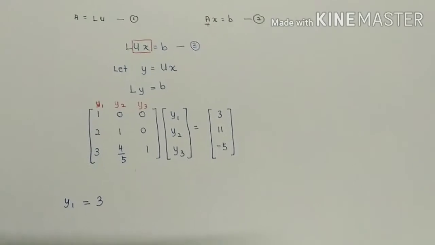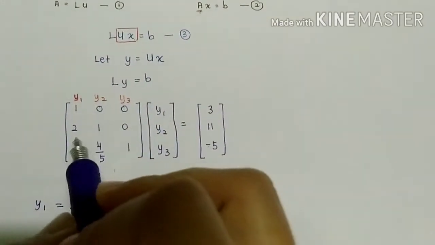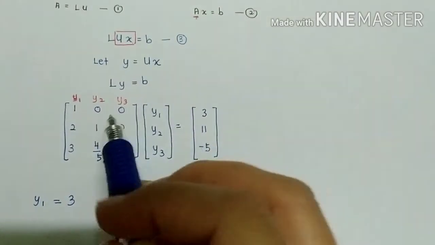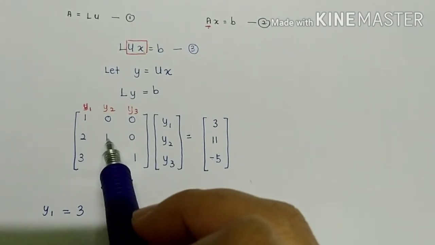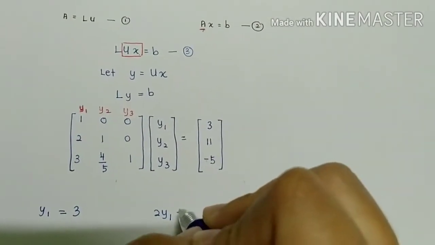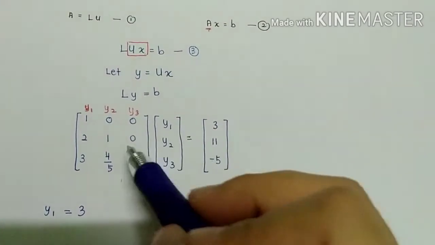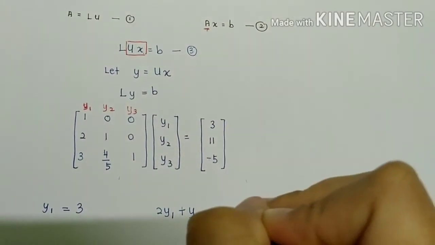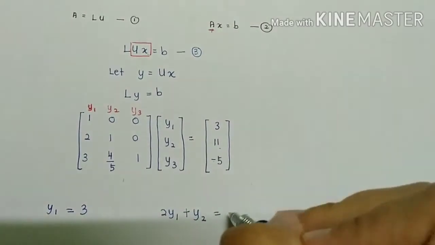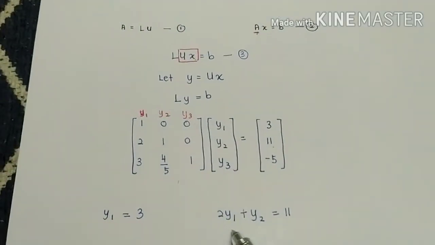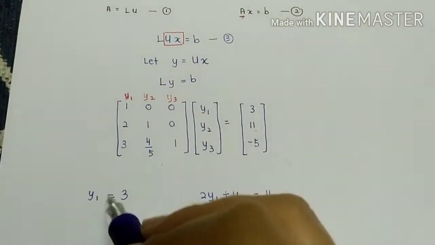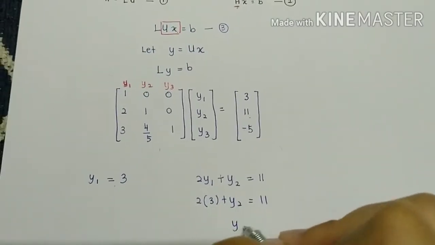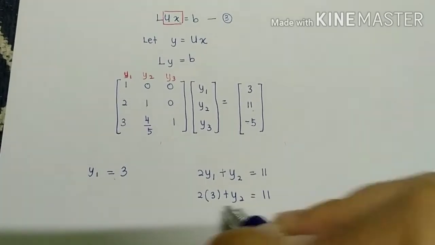So our y1 is equal to 3. Then for the second row, we have 2y1 plus 1y2. We can just write plus y2, and then plus 0y3, so we don't have to write y3, and it is equal to 11. So we substitute the value of y1: 2 times 3 plus y2 equals 11. So our y2 is 11 minus 6, which is 5.